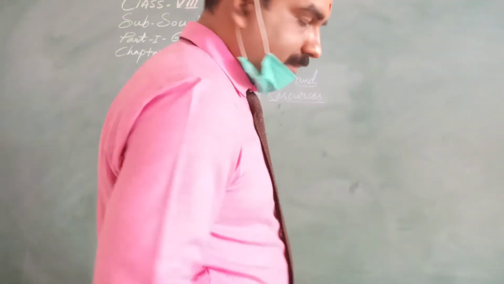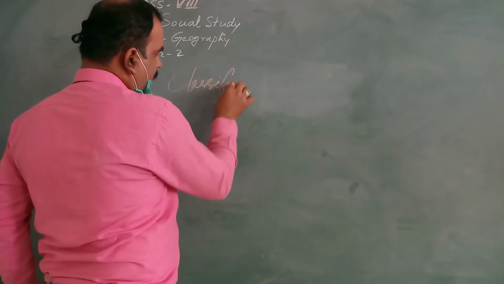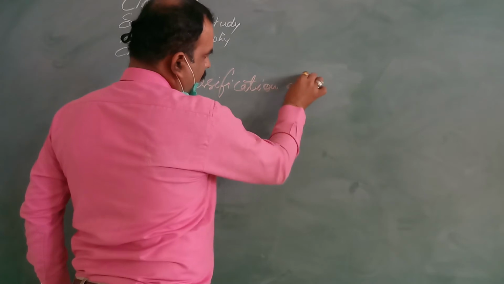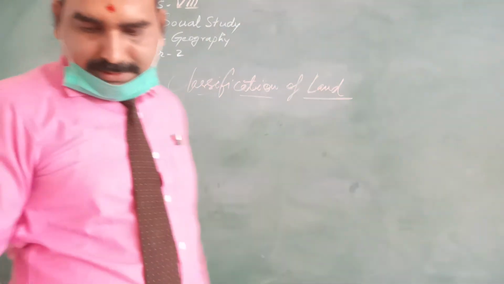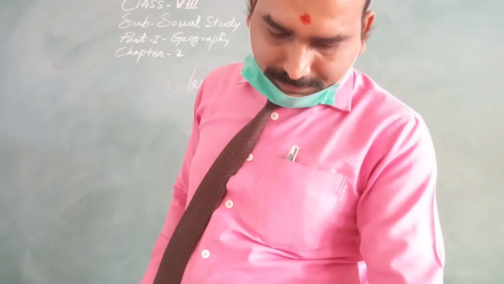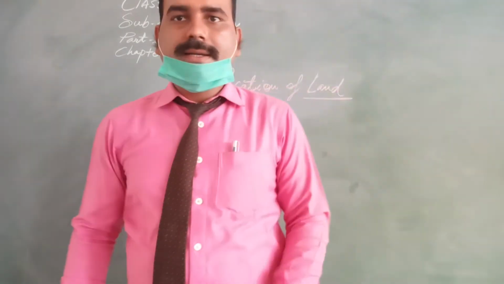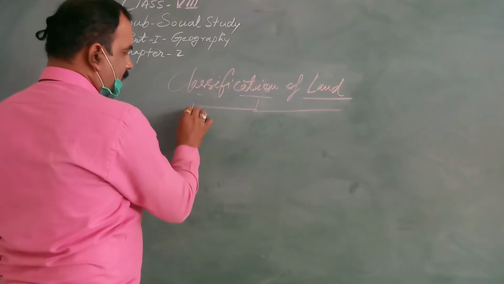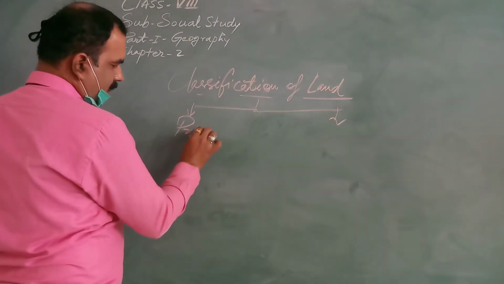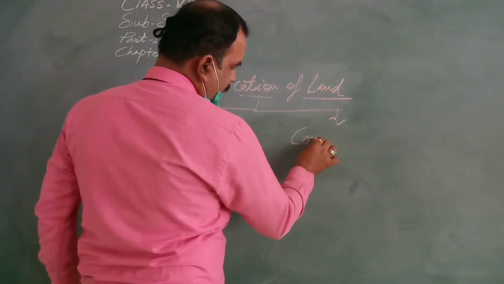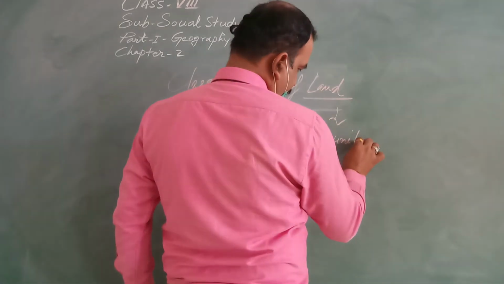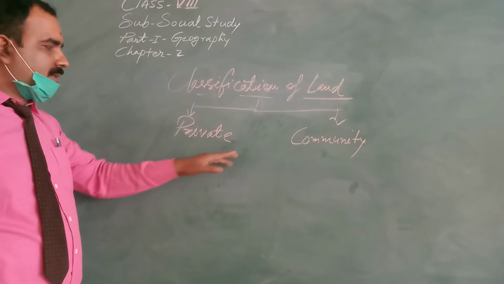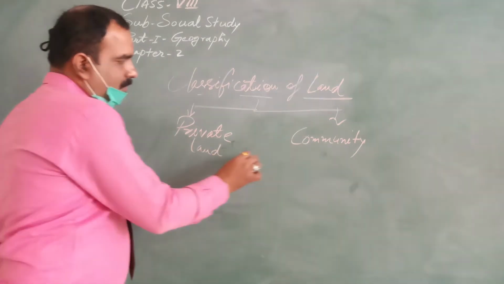Classification of land. We have studied about the classification of land, that land is classified into two parts: private land and community land. Land is classified into two parts: private land and community land.